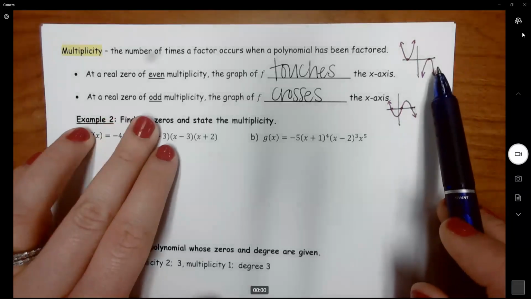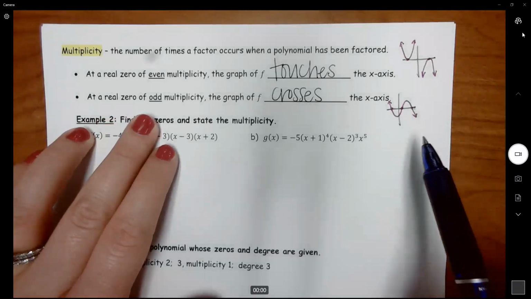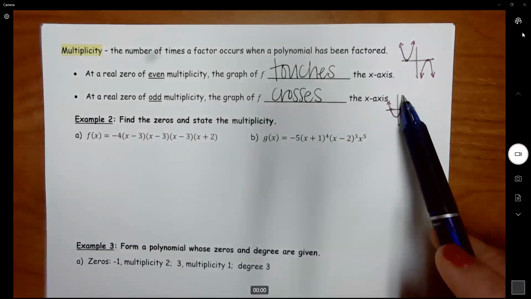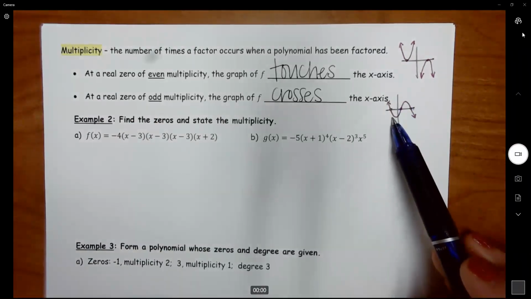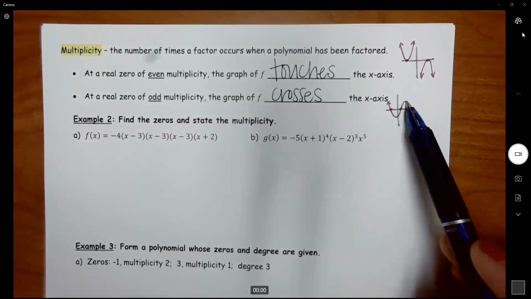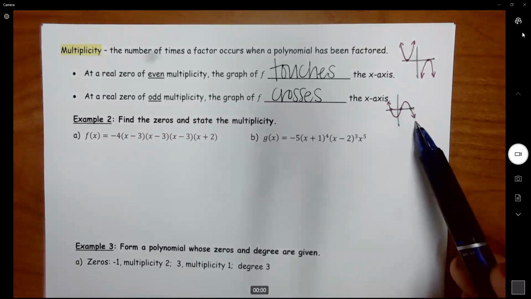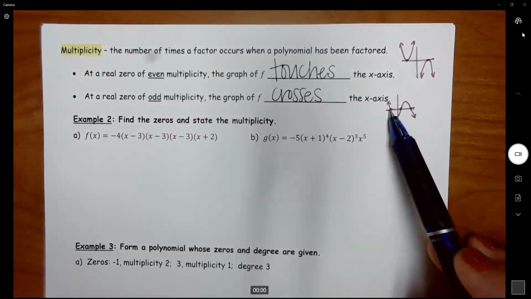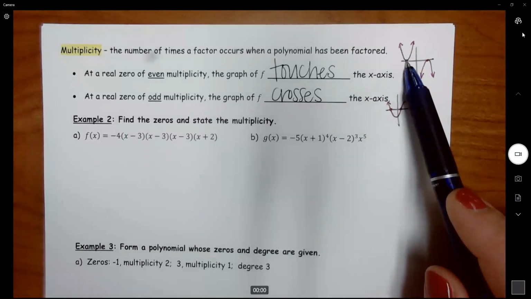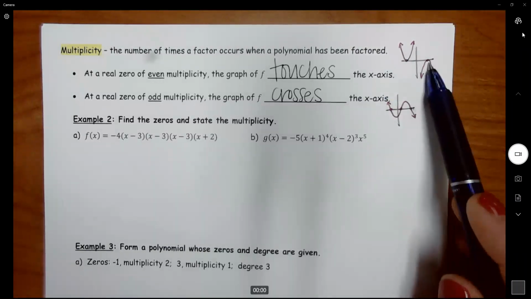And then if it has an odd multiplicity, then it's actually going to cross through. So it's not going to touch it and bounce back up. It's going to go through and then turn around somewhere. It can come back through, then come up somewhere and turn around and come back through. So it crosses, goes through the x-axis, or touches it and then bounces back in that same direction.